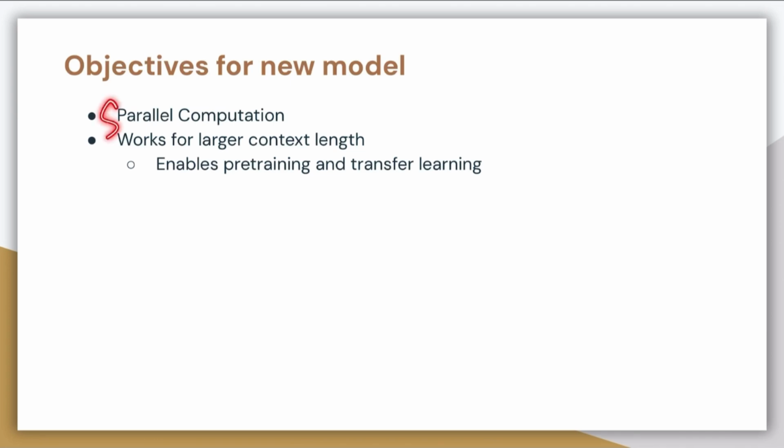So these points actually enable pre-training and transfer learning, because if you are able to capture large context lengths, and at the same time, for any amount of data you give, if you can compute in parallel, then you can do the pre-training with a large corpus of data, and you can use that pre-trained model for transfer learning later. Okay, so these are the objectives for the new model. Now we need to build a new model which has these features.